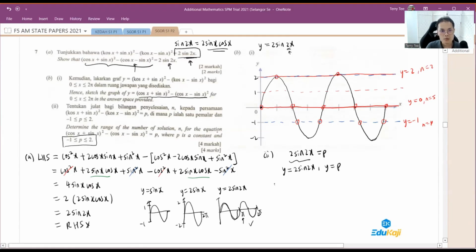So we are supposed to determine the range of the number of solutions. So your range of n can be from smallest to largest 5. All right. Interesting question.